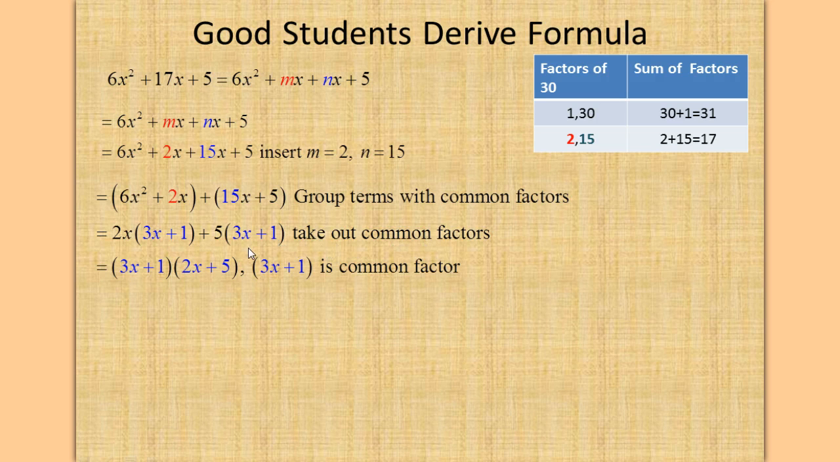So now we've got to factor that out. We factor that out, and that leaves 3x plus 1 times 2x, which is there, and 3x plus 1 times 5, which is there. Okay. So 3x plus 1 is a common factor.